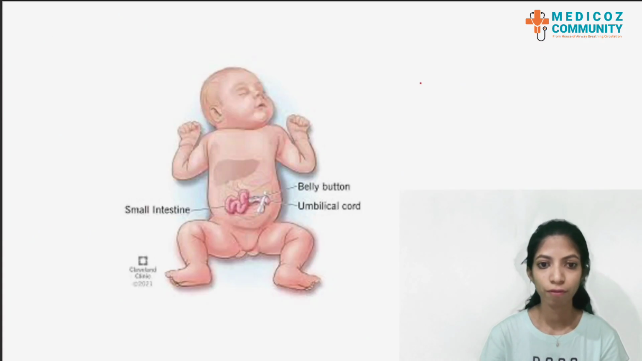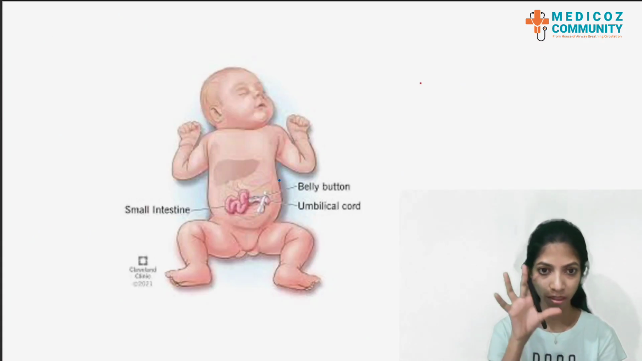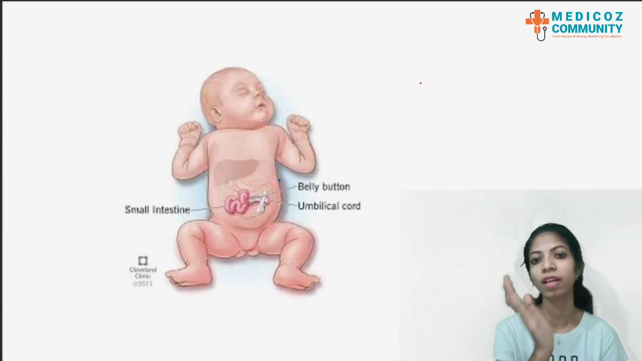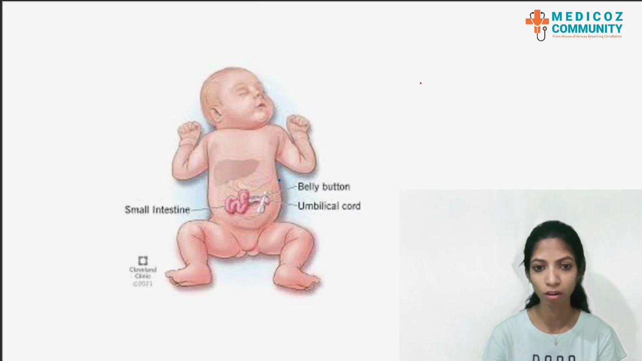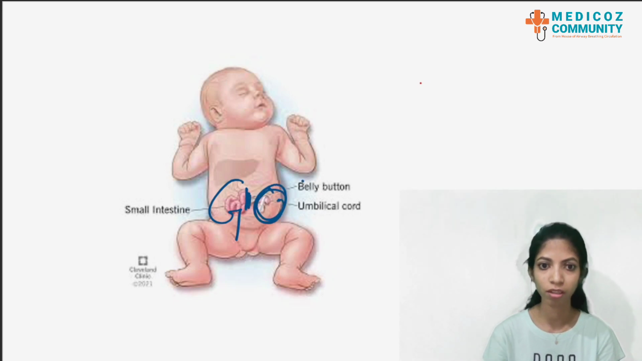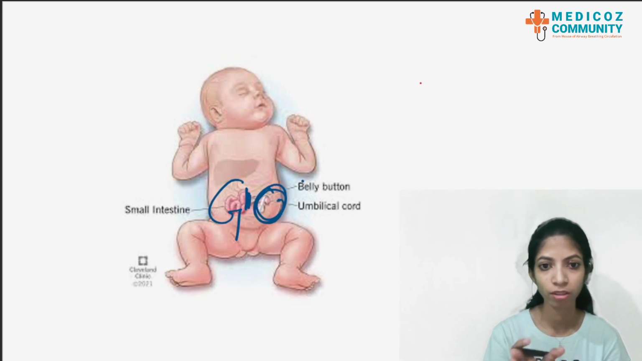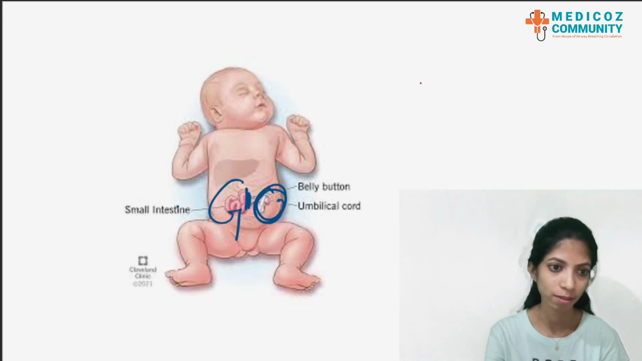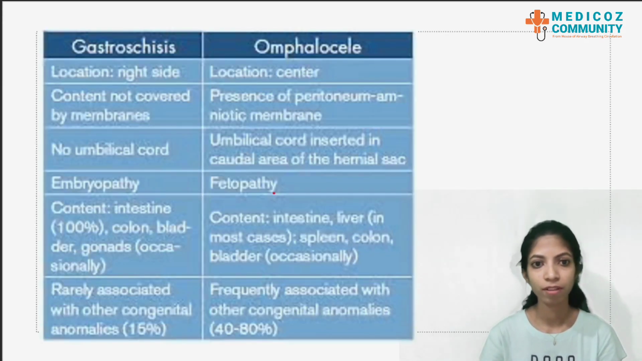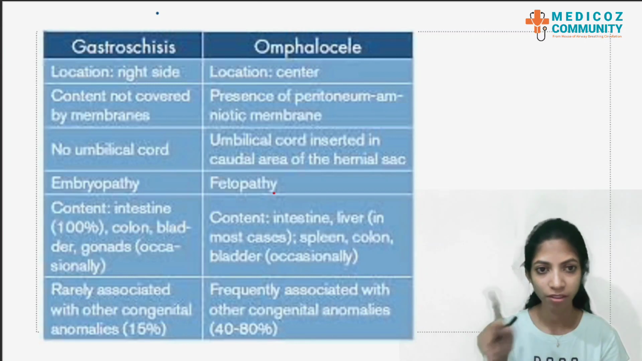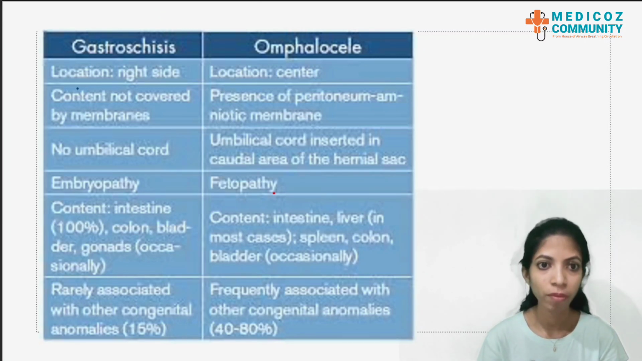And for gastroschisis, just remember this picture. If you remember one picture for gastroschisis, the other is obviously omphalocele, right? So this is the G we are talking about, and this is the gap and a separate umbilical cord. These are the pointers towards your gastroschisis. So what are the other differences? Let's see this table. Just remember it in the tabular form.